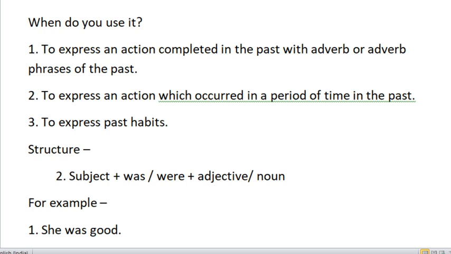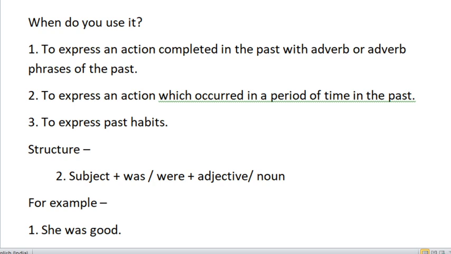The last use, and the most important use. There are many more uses, but here I am going to discuss three important uses with you. To express past habits, to express habitual actions in the past. How? Let me explain it. She studied many hours every day. Here every day means she studied many years every day. So I am talking about her past habit.